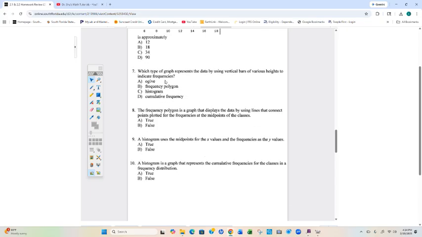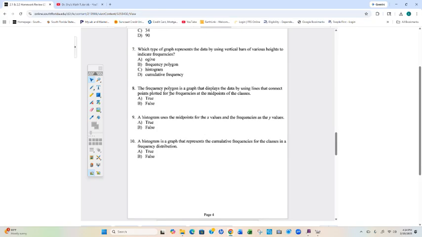All right, number 7, which type of graph represents the data by using vertical bars of various heights to indicate frequencies? A is ogive, B is frequency polygon, C is histogram, D is cumulative frequency. Okay, on number 7, if you answered C, histogram, you are correct. An ogive and a cumulative frequency are the same thing. That's a line graph. A frequency polygon is also a line graph.